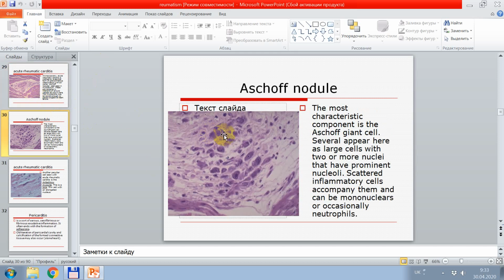In this histological picture, we demonstrate the structure of the Aschoff nodule. The most characteristic component is the Aschoff giant cell. Several appear here as large cells with two or more nuclei that have prominent nucleoli. Scattered inflammatory cells accompany them and can be mononuclear or occasionally neutrophils.